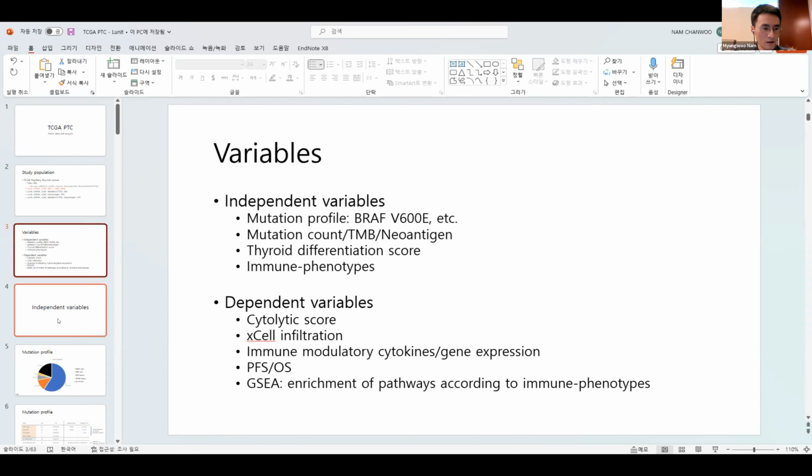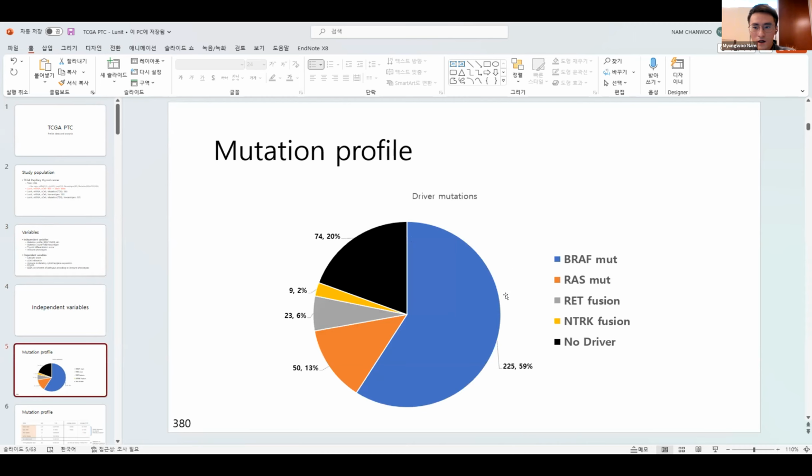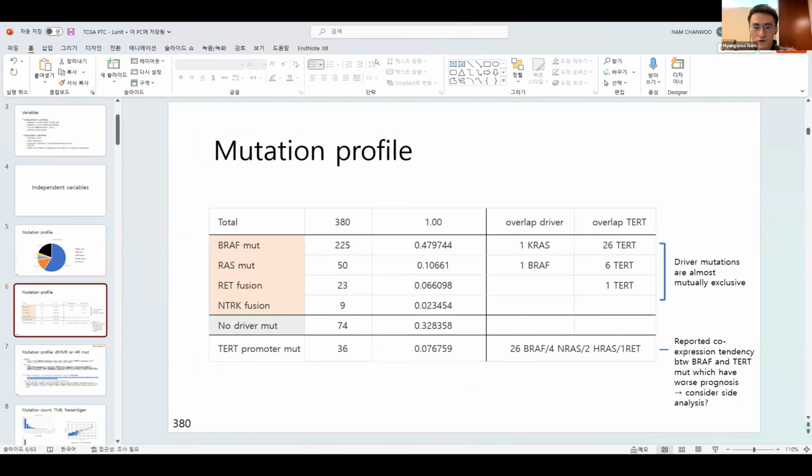This is a future plan. This is the visualization for mutation profile. I analyzed driver mutations versus no driver mutations. I included 4: BRAF, RAS, RET, NTRK, and no driver. They're mutually exclusive; you can see only one overlap between KRAS and BRAF. These are the percentages, 47% with BRAF and the rest. RAS was the second most prominent. I just added TERT on the side because I found a paper saying TERT promoter mutation tends to co-occur with the BRAF mutation, and when combined, they have poor overall survival.